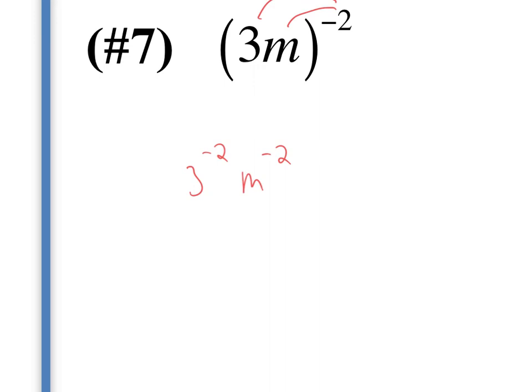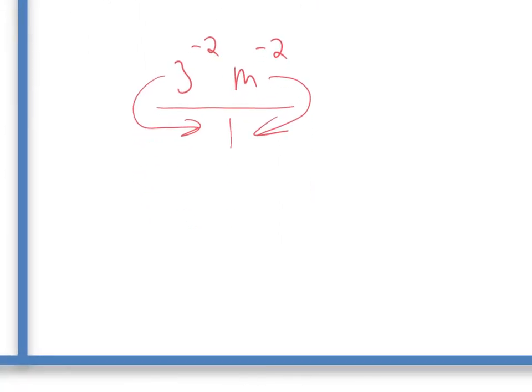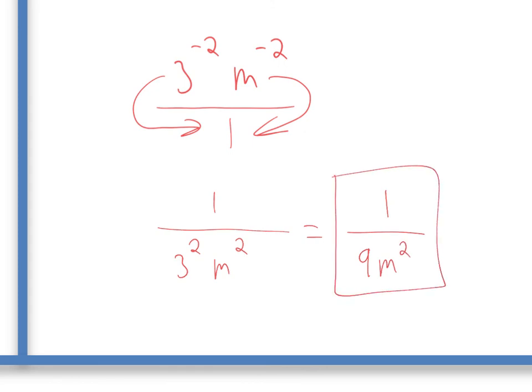Any negative or 0 exponents? Yes, we have 2 negative exponents working with here. So we're going to move both the 3 to the negative second to the bottom and the m to the negative second to the bottom. So we're going to have 1 over 3 squared m squared. They become positive. And what's 3 squared going to be? It's going to be 9. So 9m squared, 1 over 9m squared. And there's our answer.